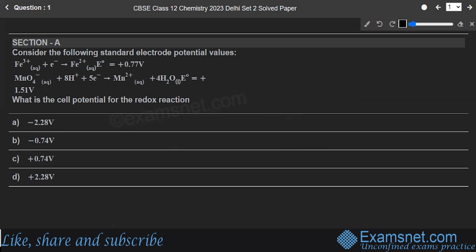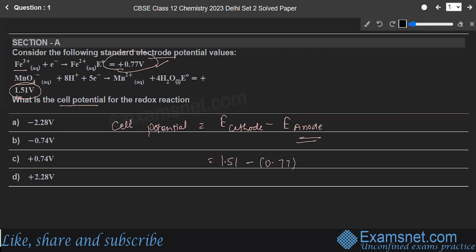It says, consider the following standard electrode potential values. This is for ferric Fe3+, and this is the second one. You have to find out the cell potential for the redox reaction. The cell potential is always given by potential at cathode minus potential at anode. So what is the potential at cathode? It is given 1.51, and for the anode, it is this much. The difference between the two is equal to 0.74 volt. That makes option C the right answer. Hope you got that.